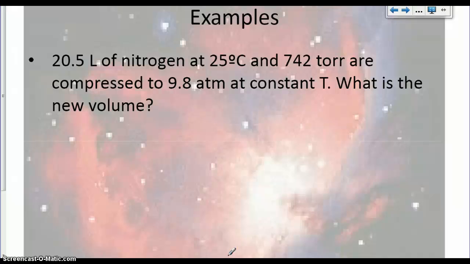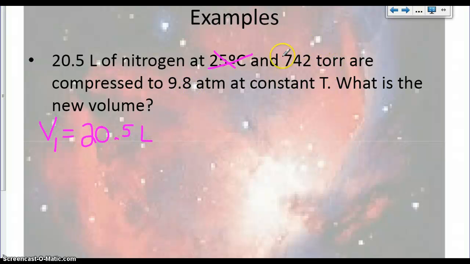Alrighty, so we have 20.5 liters of nitrogen at 25 degrees Celsius and 742 torr, and we compress that to 9.8 atmospheres at a constant temperature. By telling us our temperature is constant, that tells us we have no need of that temperature value. We're only worried about things that are changing. This 20.5 liters, we know liters is volume, so we're going to designate this as volume 1.